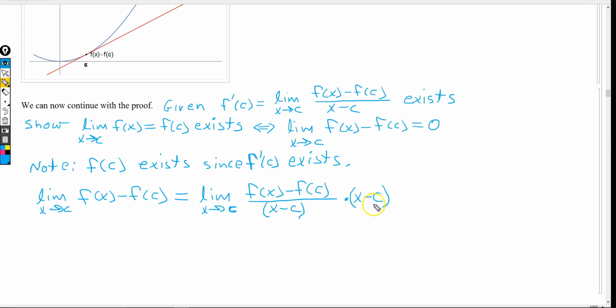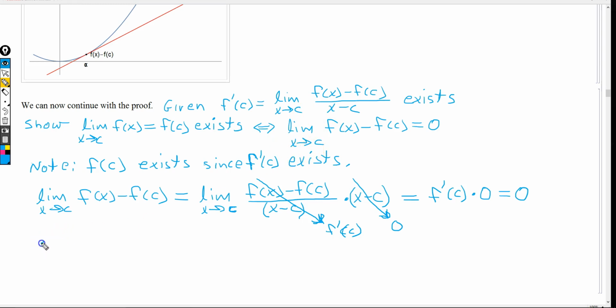Now, if you look at this quantity here, this piece right here is approaching f prime of c, which exists. And this part right here is approaching 0 as x approaches c. And so this limit is going to be f prime of c, which exists, it's a number, times 0. And so this limit is 0. And we have proven what we need to.